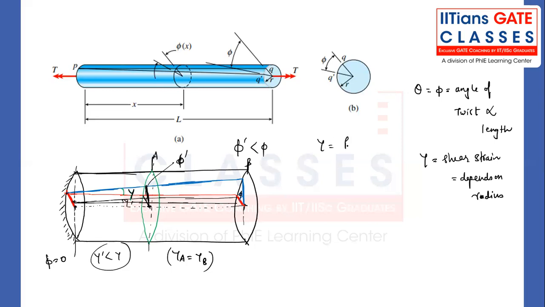There is a formula, R phi by L. We can also write R into phi by L. So gamma is directly proportional to radius, because phi is proportional to L, so they will cancel out. So gamma will be proportional to radius. These are important points, but most of the time they are neglected, right? So note this down, this is very important.